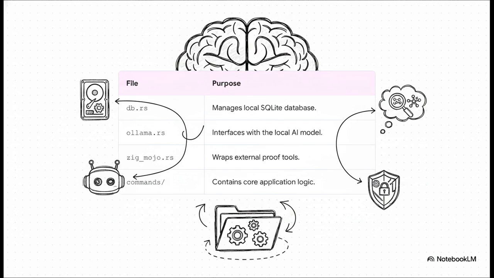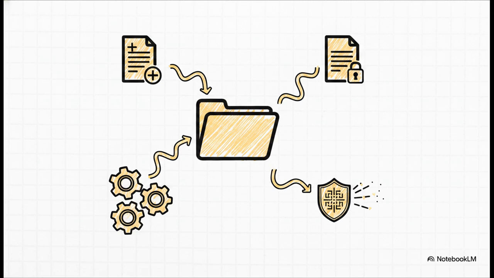When a command is fired, it might talk to db.rs to fetch something from your local database, or it might ping ollama.rs to ask the AI for an analysis. And when it's time for the really complex crypto stuff, it calls on zigmojo.rs to generate the proof. It's all neatly compartmentalized. And inside that main folder, you basically have three key jobs that get done.